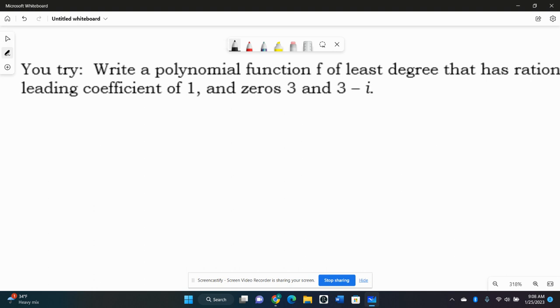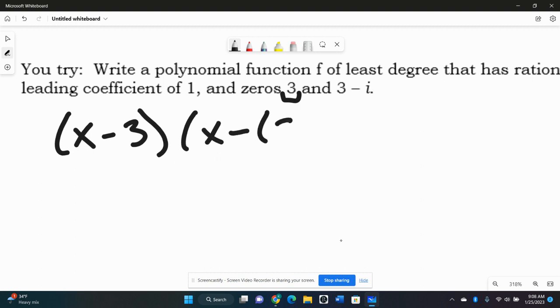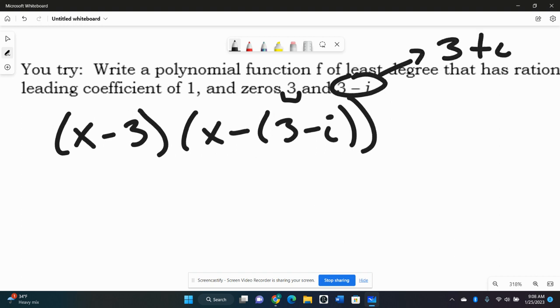We're going to write a polynomial function f of least degree that has rational coefficients, a leading coefficient of 1, and our zeros are 3 and 3 minus i. So if our zeros are 3 and 3 minus i, to write it in factored form, we'd have x minus 3, x minus 3 minus i. What other zero do we have? Well, according to this guy, we also have 3 plus i. So x minus 3 plus i.